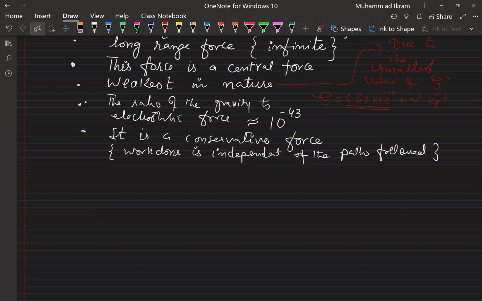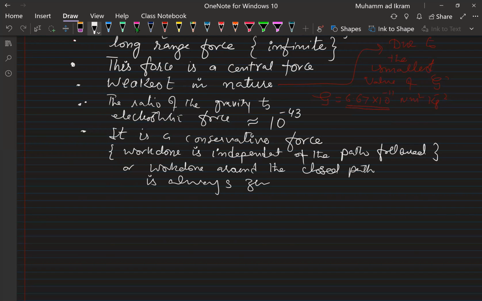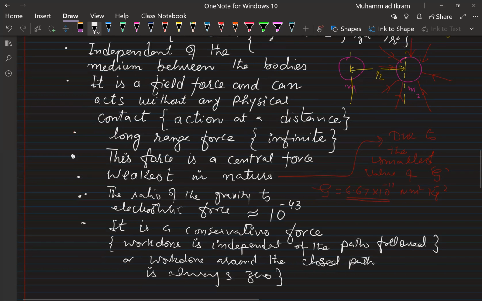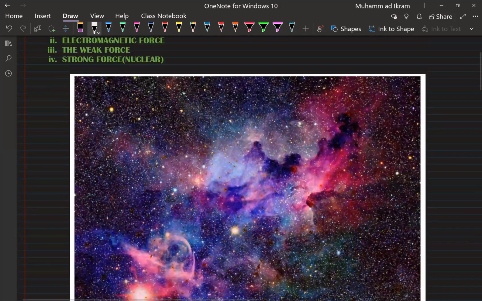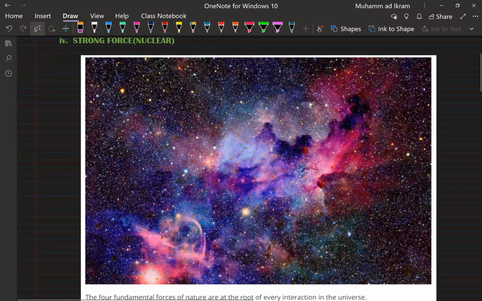Right? Work done around a closed path is always zero. So if you move a body around a gravitational field, then the work done will be independent of the path followed. That is all about the gravitational force. There could be much more about it, but this is what I just told you, maybe enough for you.